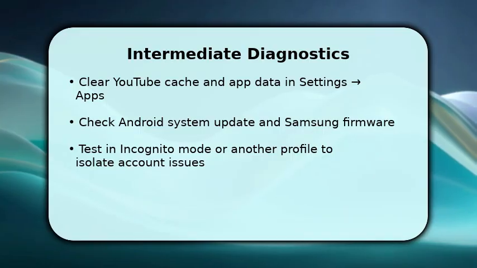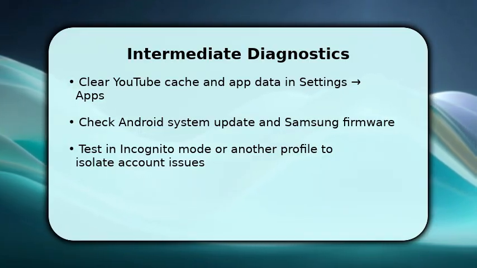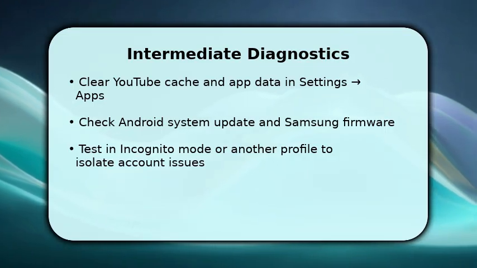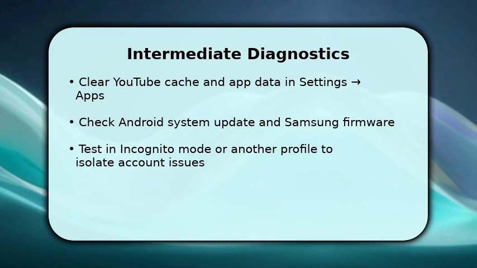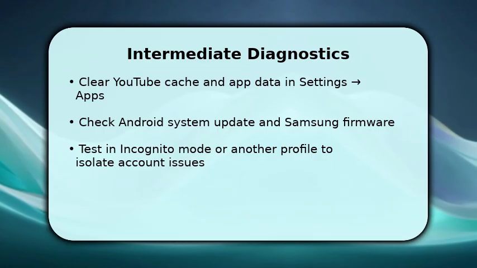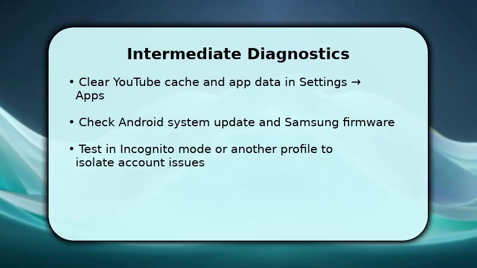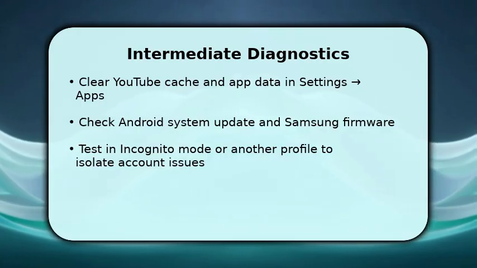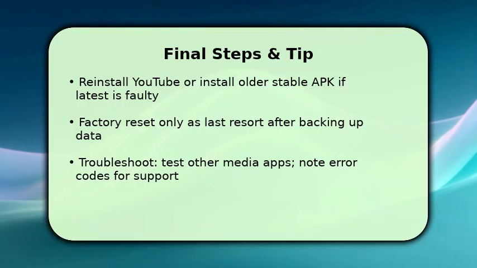Once updated, open YouTube in incognito or another user profile to see if the issue is account-specific. If video works there, sign out and back in, or remove and re-add your Google account to resolve authentication glitches. Finally, reinstalling usually fixes persistent app problems. Uninstall YouTube, reboot, and reinstall from a trusted store.